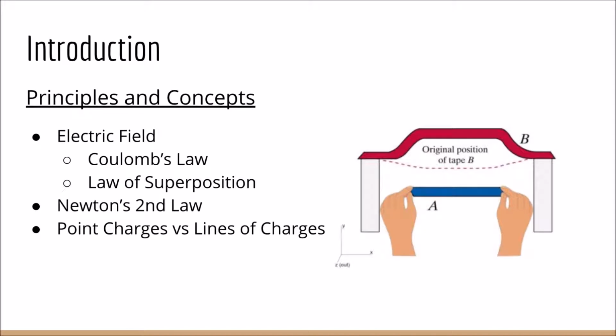In Lab 2, we revisit the analysis of the U-tape system we had looked at in Lab 1, but instead of treating the tapes as a point charge, we will now look at it as two lines of charges.